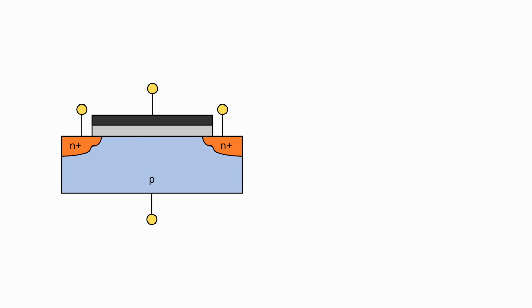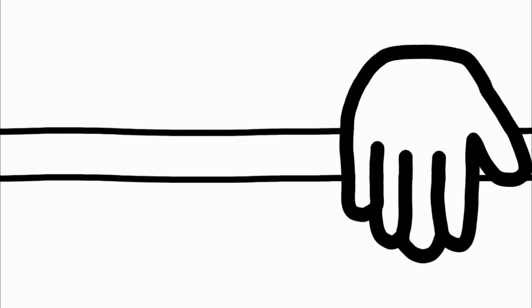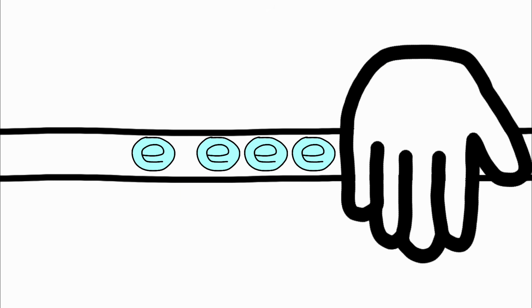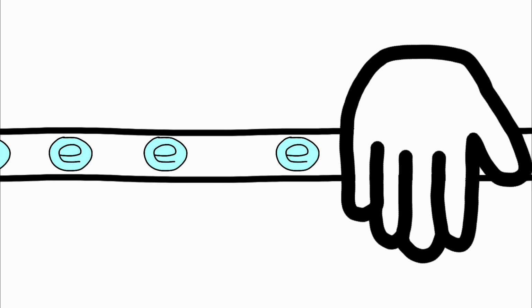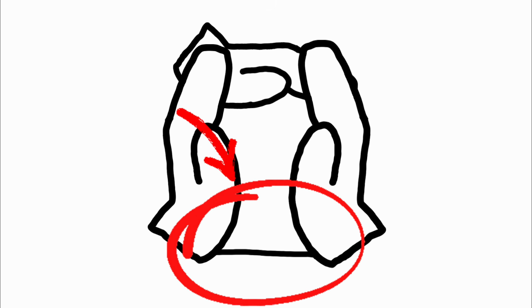A transistor is basically a hose. Electricity flows through it, and there is a hand that squeezes the hose shut when you want the flow to stop. The hand is called the gate. It has one job: stop the electricity. Here is the problem. That hand can only grab three sides of the hose: top, left, right. The bottom is just out there, unsupervised.